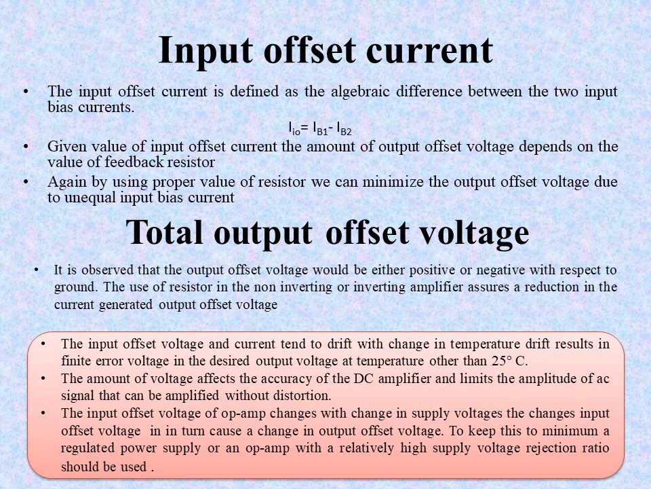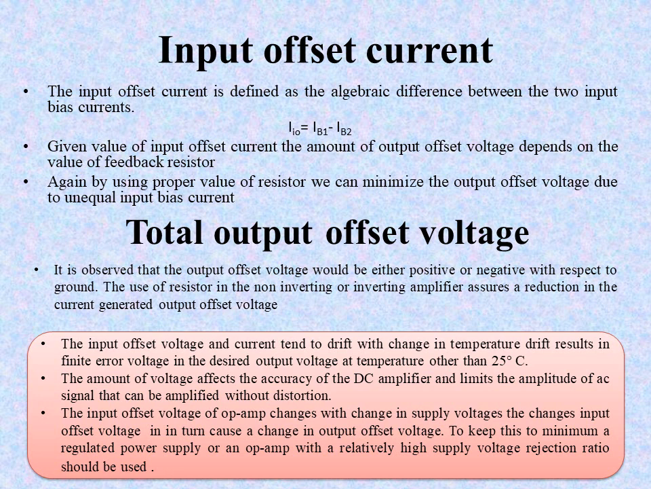The input offset voltage of the op-amp also changes with change in supply voltages. So the supply voltages should remain constant, because if input offset voltage changes, this will change output offset voltage, and again the operational amplifier will not function so well. To keep this to a minimum, a regulated power supply should be used so that there is no fluctuation, or op-amps with a relatively high supply voltage rejection ratio, SVRR. So a high SVRR operational amplifier should be used.